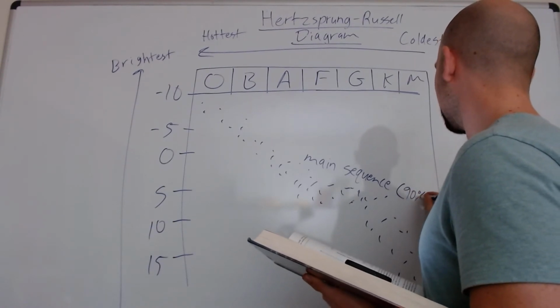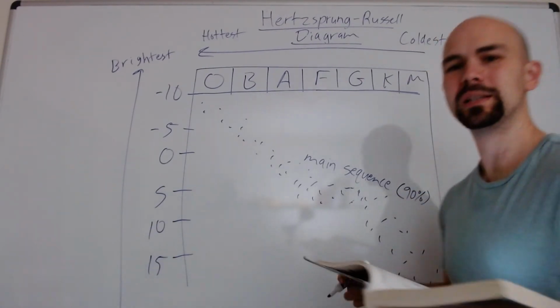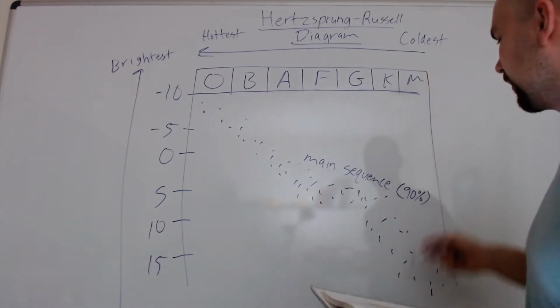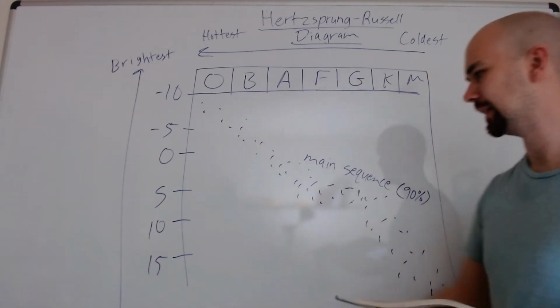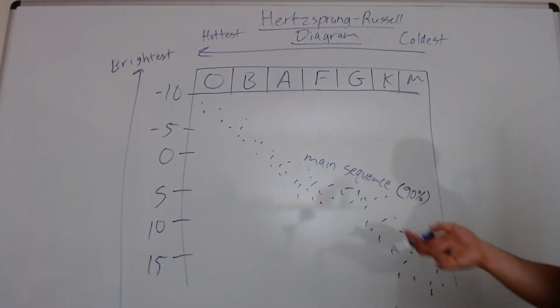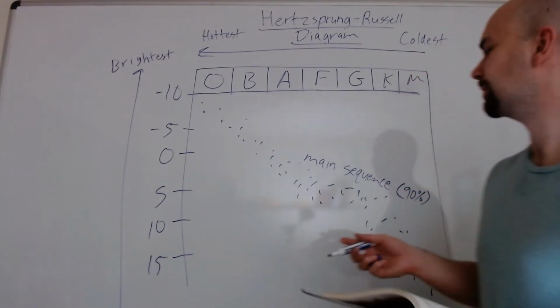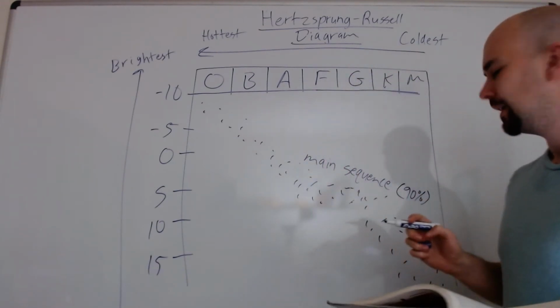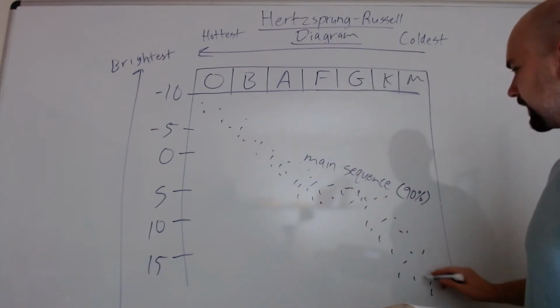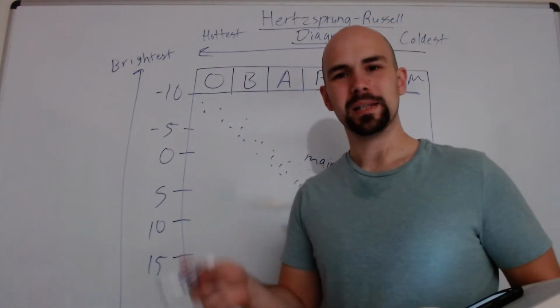And you may notice that they have a pretty linear relationship, or linear correlation, between the, or you could say they're directly proportional, is another way of saying it, between the brightness and the heat of the star. So basically, the hotter the star, the brighter it is if it's a main sequence star.